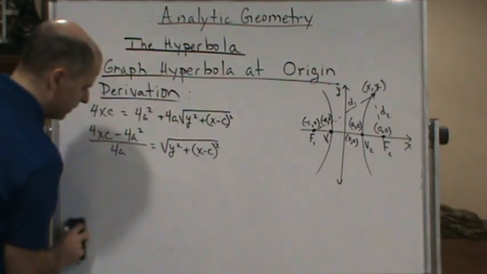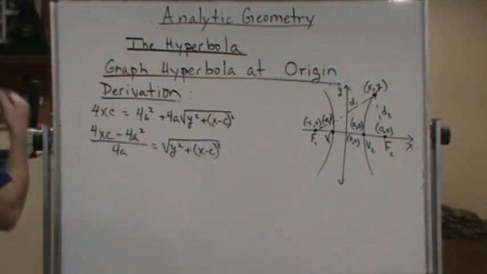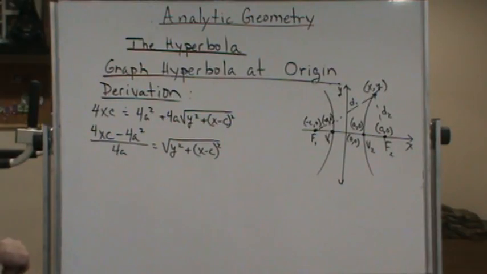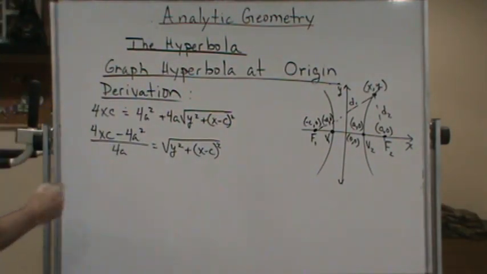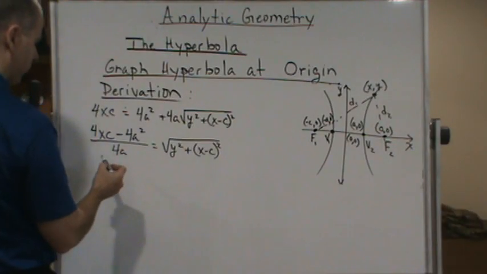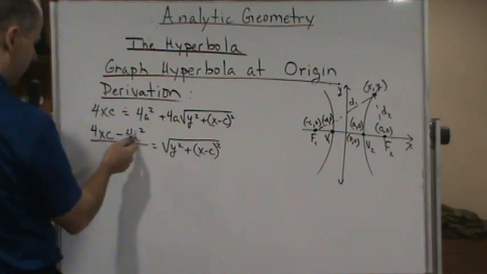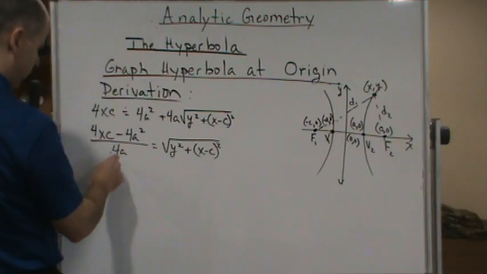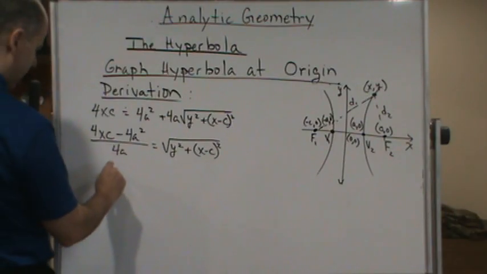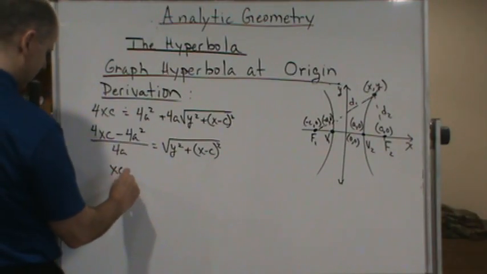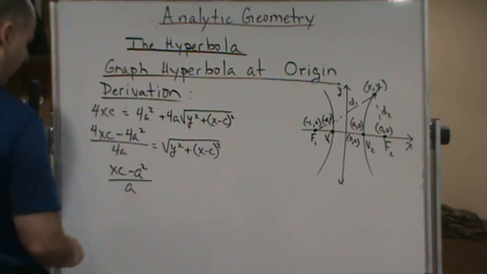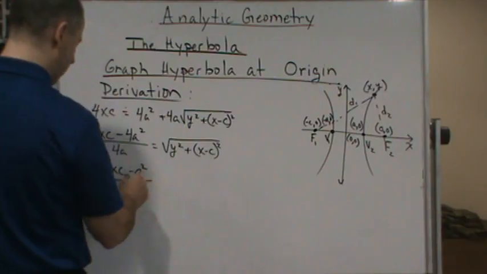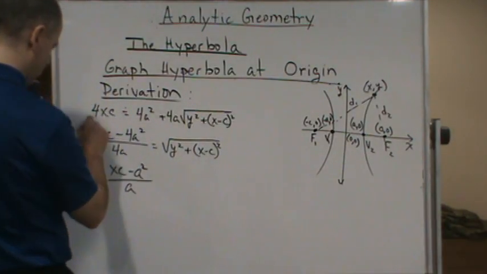Again, make sure you pause the video if I'm going a little too fast. If you don't know how I got from there to there, just pause and work it out. So now I'm going to factor out the 4 on the bottom to cancel with the 4 on the top. So that's going to leave me with (xc minus a squared) over a. And now I'm going to square both sides, right?